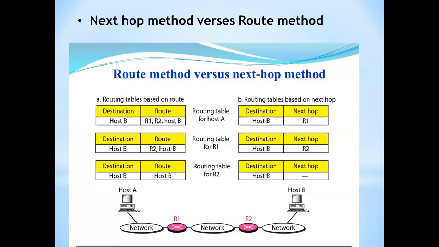The route method is the most basic method, in which the information about the complete route is stored in the routing table of the host and router, as shown in the figure. This makes the routing table extremely large and difficult to manage. In order to reduce the size of the routing table, the next hop method is used, in which the routing table holds only the address of the next hop up to the next router instead of information about the complete route. This is shown in the figure.